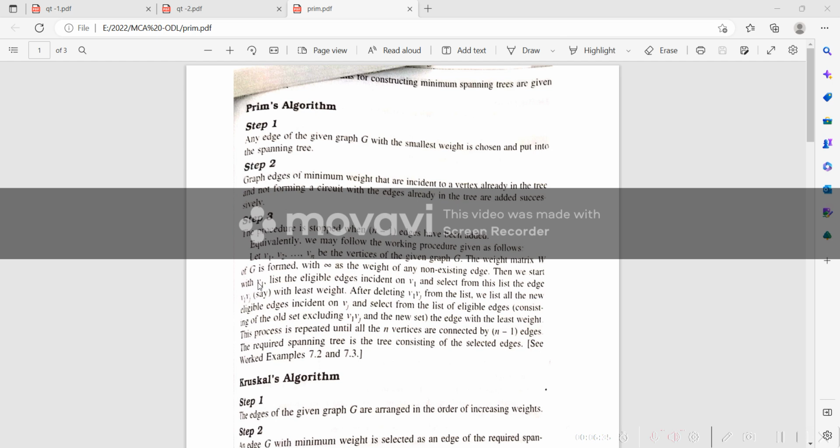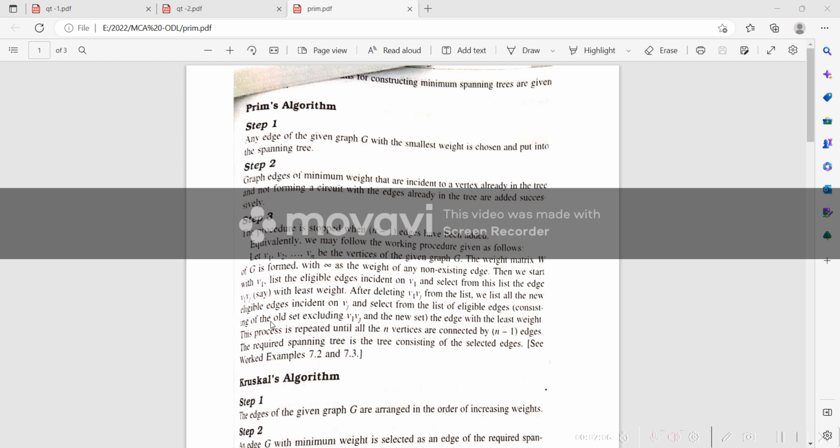So from the v1 vertex, whatever edges are emerging, all those edges we should list first. Okay, so among that list we have to select the least weight edge. Suppose we say that the least weight edge is v1 vj. So we are initially selecting the edge v1 vj for our spanning tree.